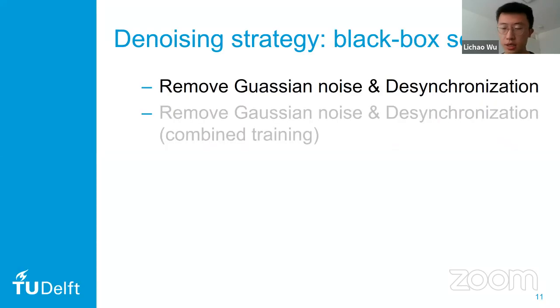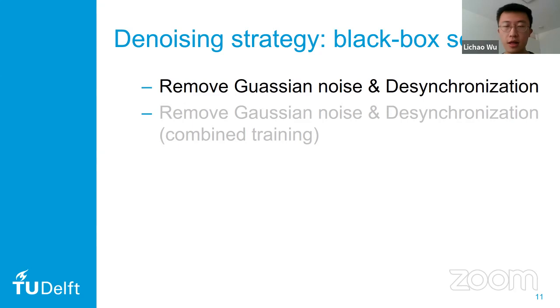After the white box settings, we go to the black box settings. Note that the difference between the white box settings and the black box settings is that, for the black box settings, an attacker does not have control of the device. In other words, clean traces are not that easy to acquire. We noticed this limitation and investigated our usage of the denoising autoencoders.